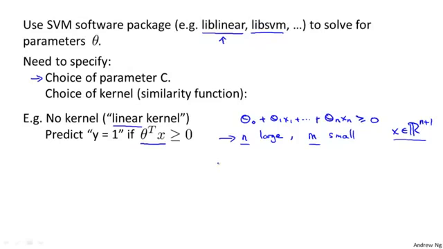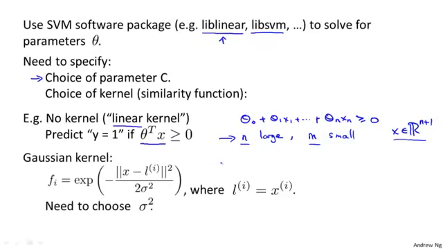A second choice for the kernel that you might make is the Gaussian kernel, which is what we had previously. If you do this, then the other choice you need to make is the parameter sigma squared. We also talked a little bit about the bias variance trade-offs: if sigma squared is large, then you tend to have a higher bias, lower variance classifier. But if sigma squared is small, then you have a higher variance, lower bias classifier.